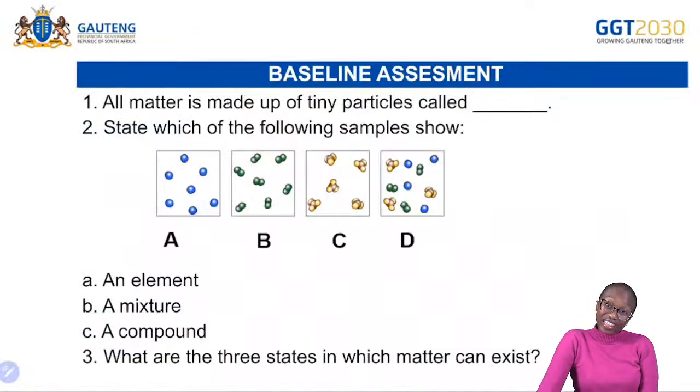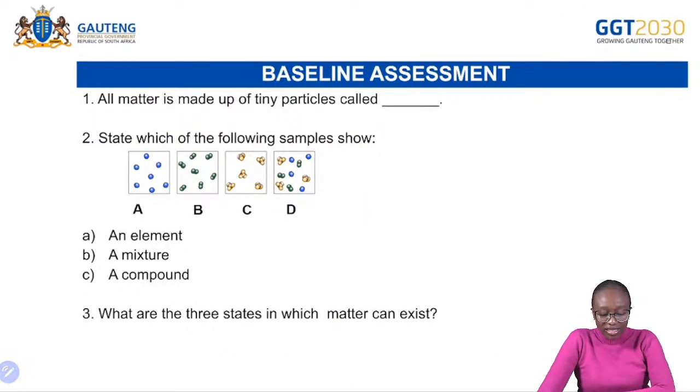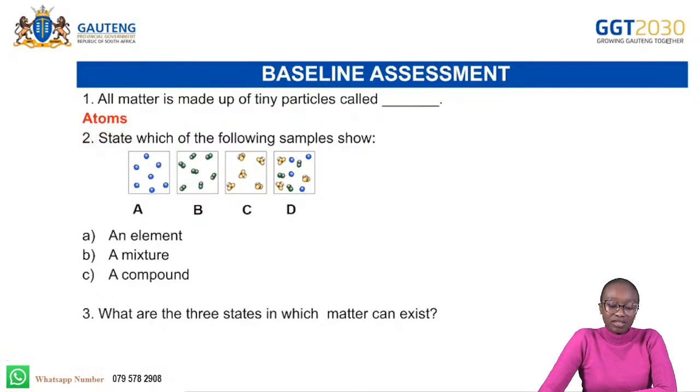Welcome back, learners. Now, let's answer the questions together. All matter is made up of tiny particles called blank. Do you remember? These tiny particles are called atoms. They are called atoms. Question 2. State which of the following samples, sample A, sample B, sample C, and sample D, show an element, a mixture, or a compound. Right, let's see which samples show an element. It is sample A and sample B.